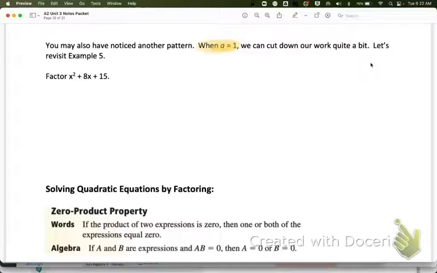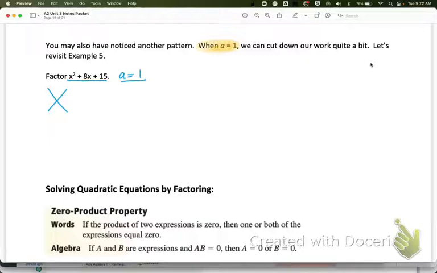So this is example 5, again from up above. Okay, let's think about this. We can jump straight through. Whenever a is equal to 1, the first thing I want you to do is label it. Tell me that you notice it. So right away when I see a problem like this, I'm going to label it as an a equals 1 quadratic. Okay, show me that you know that. That unlocks your shortcut, okay?